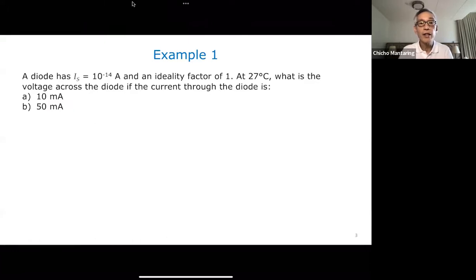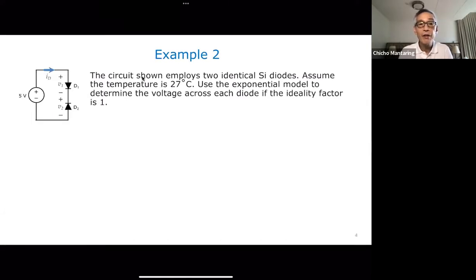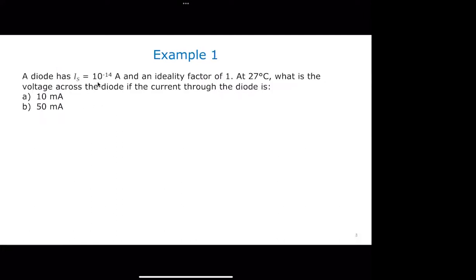Okay, so I have an answer already, I hope. Let's wait for a few more answers. Isa pa lang yung nakakasagot.